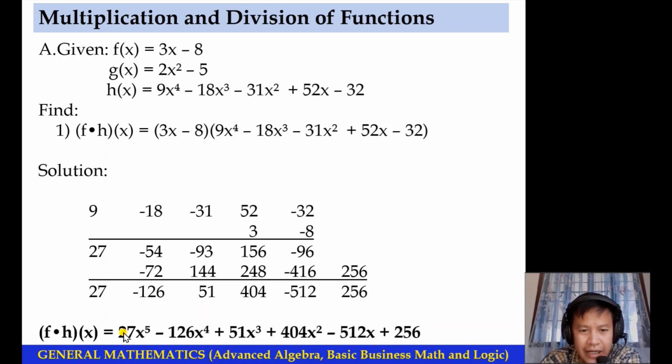Now, therefore, the product of f and h of x is equal to, take note, 27x raised to 5. Why? Because 4 plus 1 is equal to 5. Copy the coefficients here and you are going to arrange only the exponents of x. So 27x raised to 5 minus 126x raised to 4 plus 51x raised to 3 plus 404x squared minus 512x plus 256.